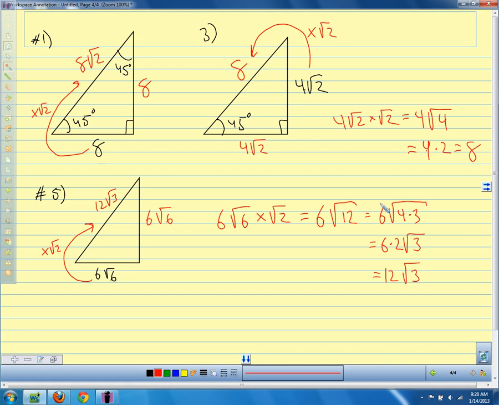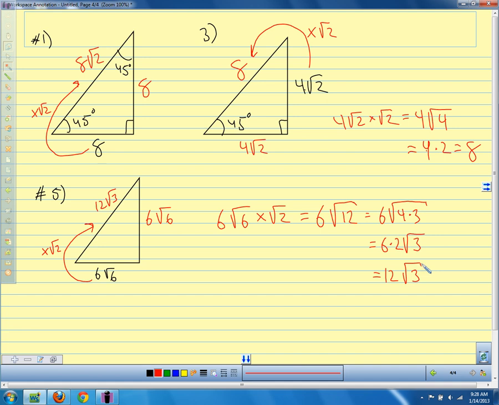Yes, Andrew? How do you know when you're supposed to leave the square root? The only time you would have a whole number if you start out with a square root is if you end up being able to take the square root of that number evenly. So if you have a square root, unless you end up with an answer where you take the square root of something and you get an even number, you're going to have a square root in your answer.